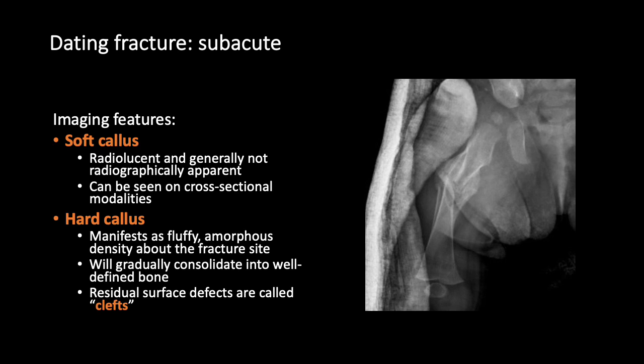Radiographically, in the subacute phase, soft callus is actually radiolucent and not radiographically apparent. It can, however, be seen on cross-sectional imaging. Hard callus, on the other hand, looks like a fluffy density around the fracture site, which gradually consolidates into well-defined bone. The residual surface defects are called clefts.